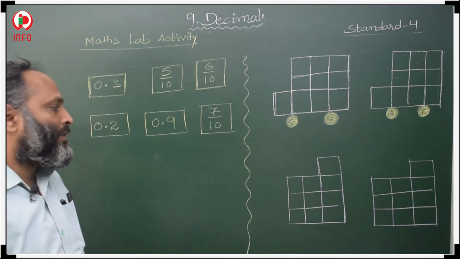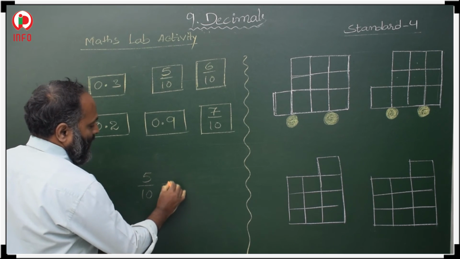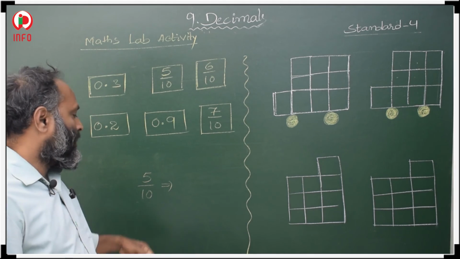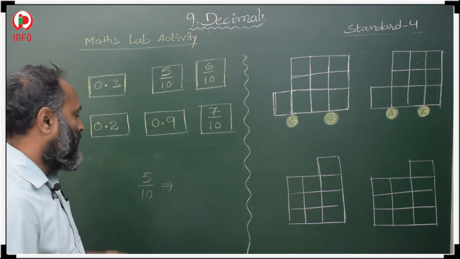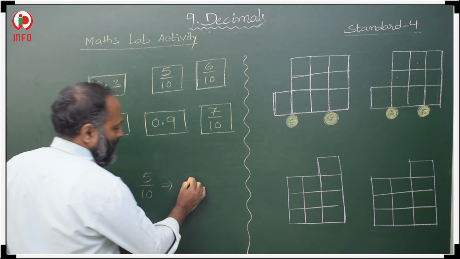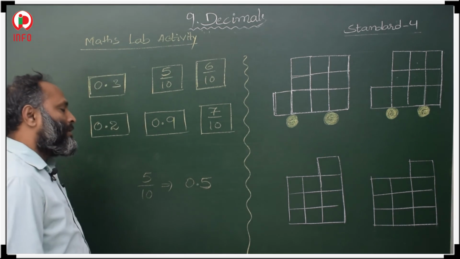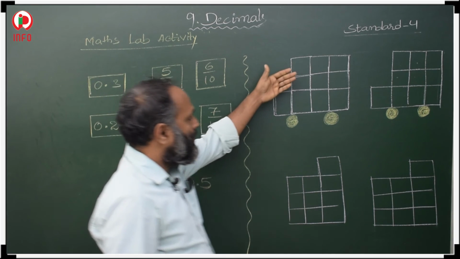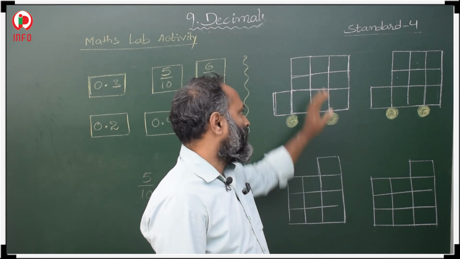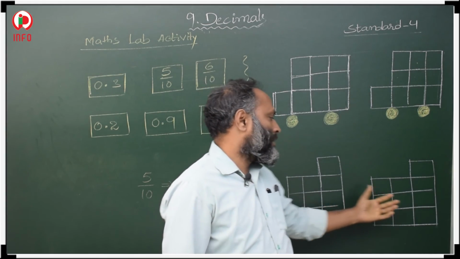Suppose you picked 5 by 10. This is a fraction. If we convert this fraction into a decimal, then how to convert? This is 5 tenths, it is nothing but 0.5. 5 tenths means 0.5. Here, in these cars and in these houses we have 10 boxes. How many boxes? 10 boxes in each figure.